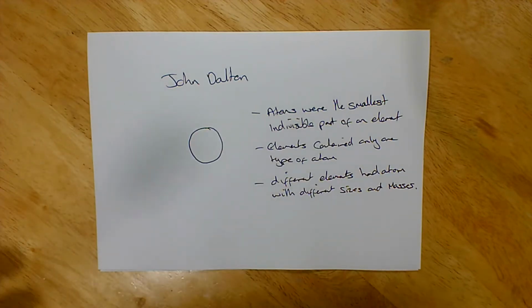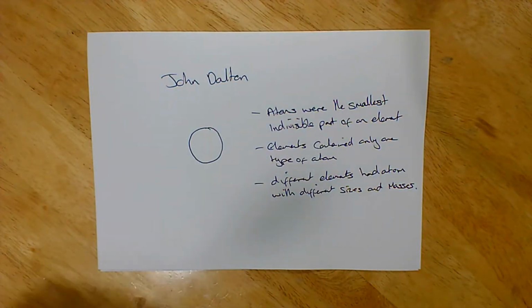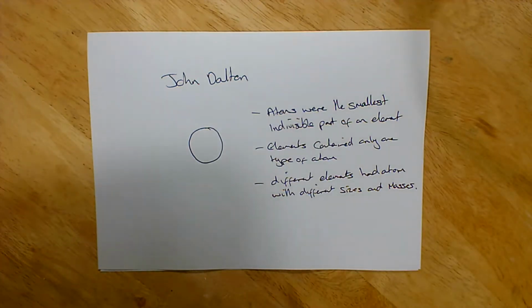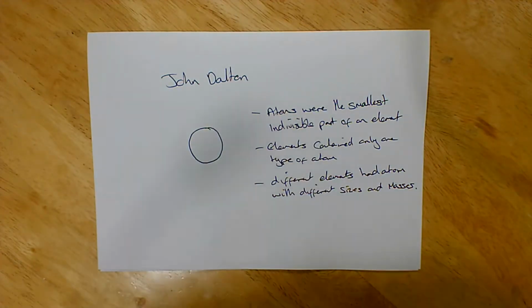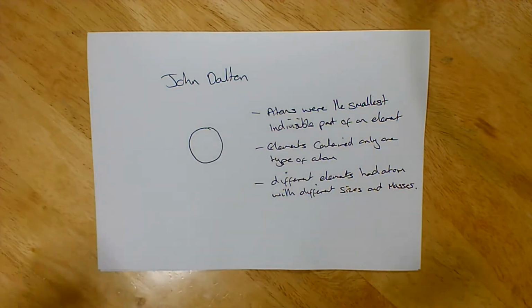Elements do only contain one type of atom. If you had pure hydrogen, it would only contain atoms of hydrogen, and all of those atoms would have the same number of protons. If you had pure magnesium, it would only contain atoms of magnesium, and all of those atoms would have the same number of protons. So even though he didn't know about protons, neutrons and electrons, these statements were still correct. And this model was only really challenged upon the discovery of the first subatomic particle.